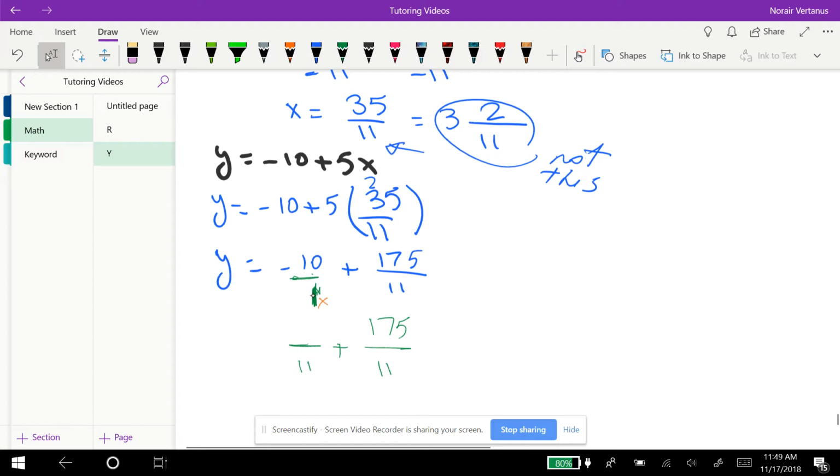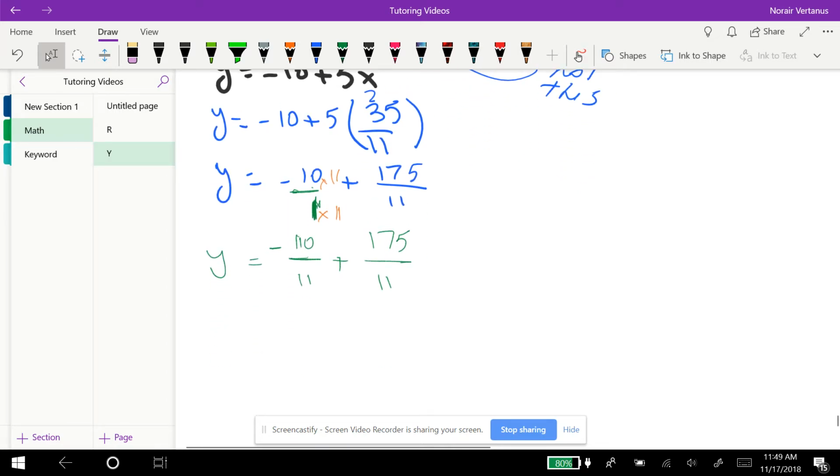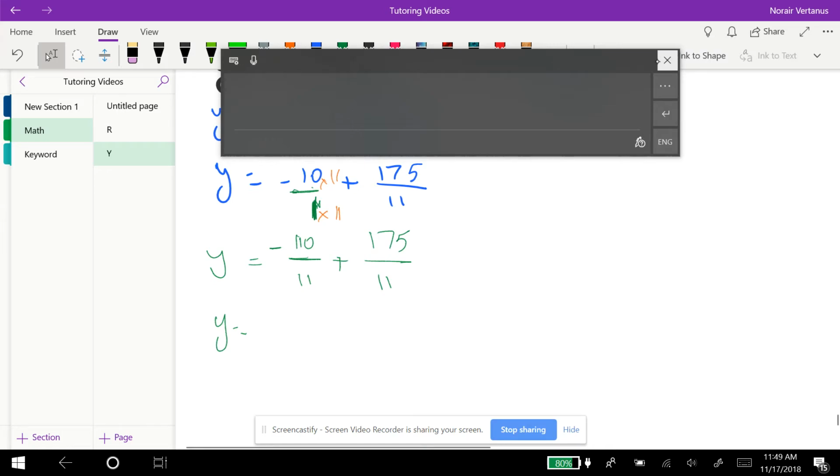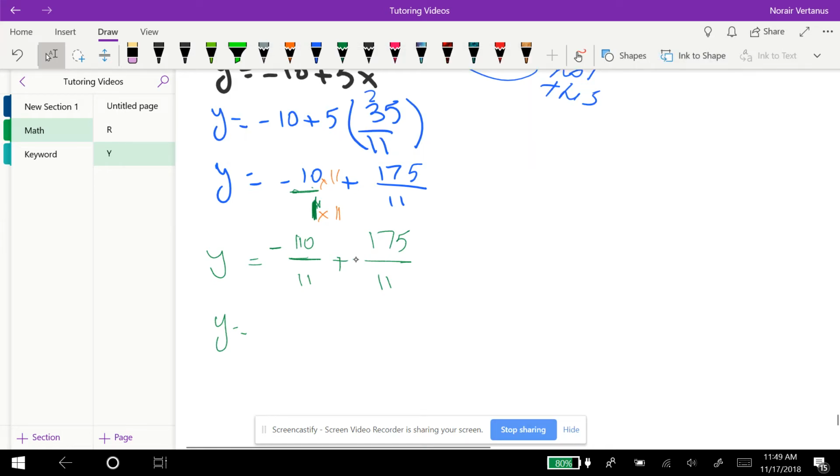1 times what number is 11? That's 11. So you multiply this also by 11. -10 times 11 is what? It's going to be negative 110. So y is equal to that. And then y is equal to negative 110. See, I'm just going to go step by step. Plus 175 over 11. So y is equal to, this minus this is going to be 65 over 11.